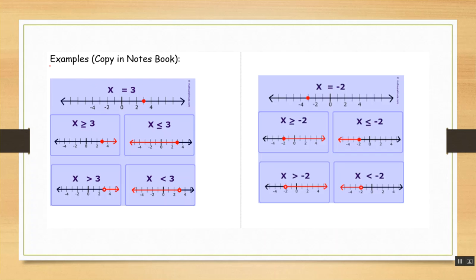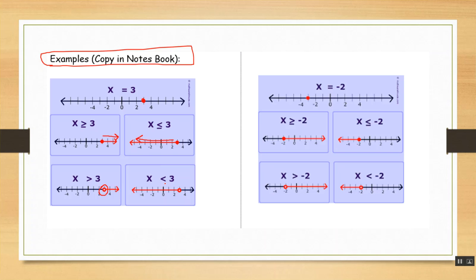So for our examples, to copy into your notes book, x equals 3 looks like this on a number line, so it's a dot. X greater than or equal to 3 means 3 and all of these numbers. So it goes like that. If it's just x is greater than 3, we don't colour in the dot. Same kind of thing for x is less than or equal to 3. Equal to is coloured in. Then the line for less than.